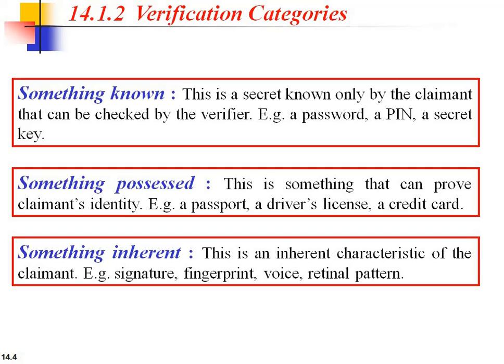The second category is something possessed. This is something that can prove the claimant's identity. Examples could be a passport, a driver's license, an identification card, a credit card, or a smart card. And the third category is something inherent. This is an inherent characteristic of the claimant. Examples are your conventional signature, fingerprints, voice or facial characteristics, retinal pattern, as well as handwriting.